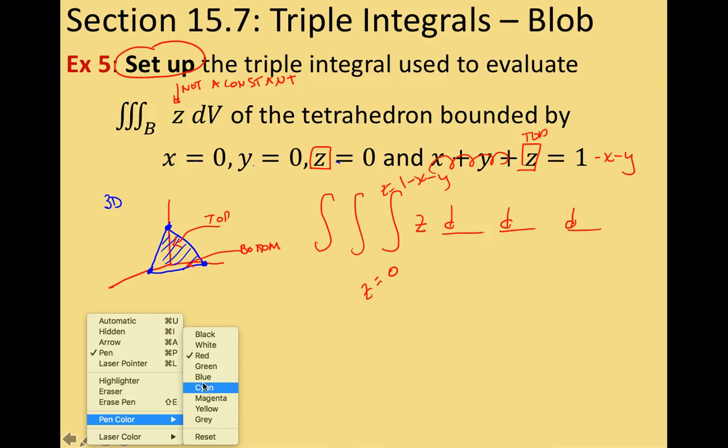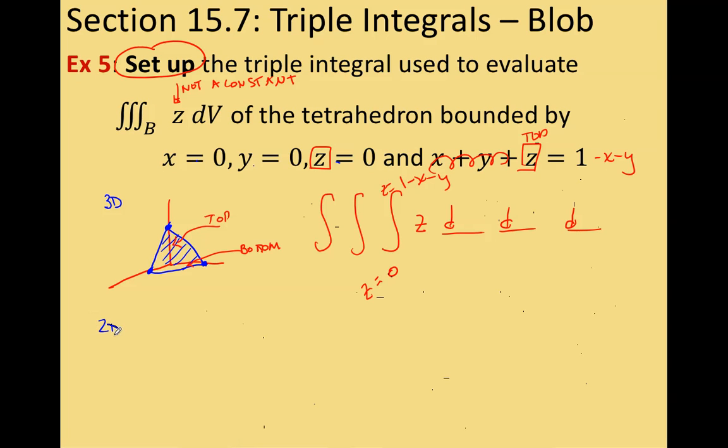Let's go to our 2D sketch. Looking down the z-axis, I'm going to be on the xy plane. And what do you see down there? What do you see projected down there? Right, I still have intercepts of 1 and 1. I have that triangle.